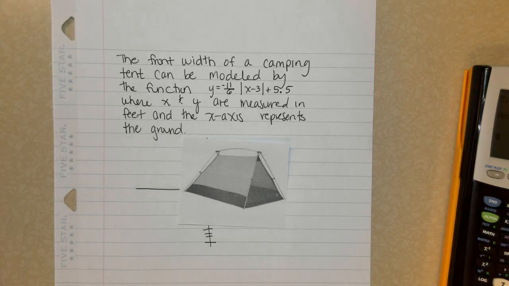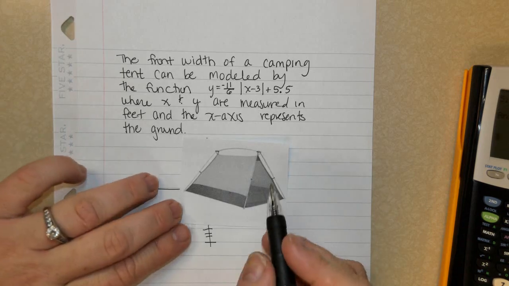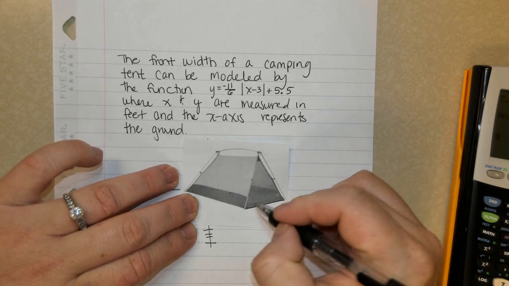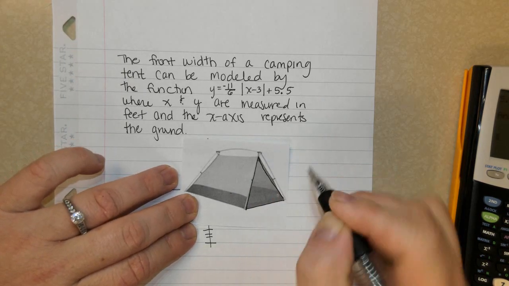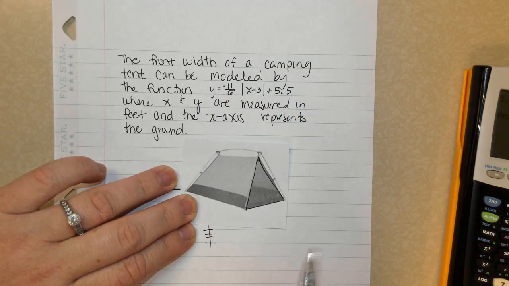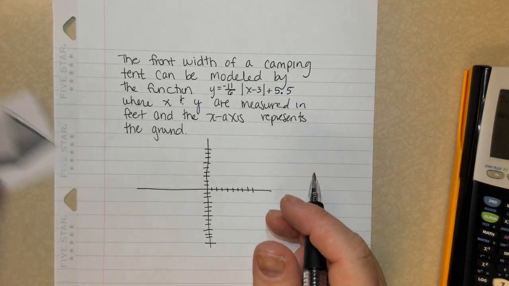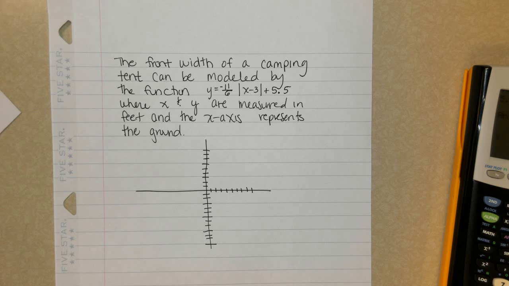The front width of a camping tent can be modeled by the function, where x and y are measured in feet and x represents the ground. So we're looking at this and we're going to model that by this equation. So we want to start by graphing this.